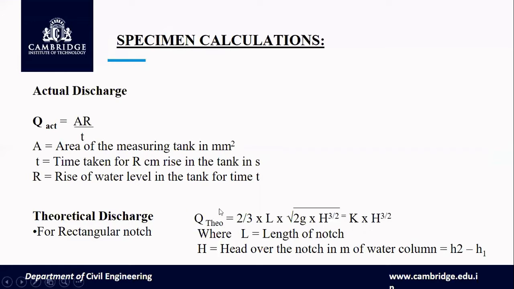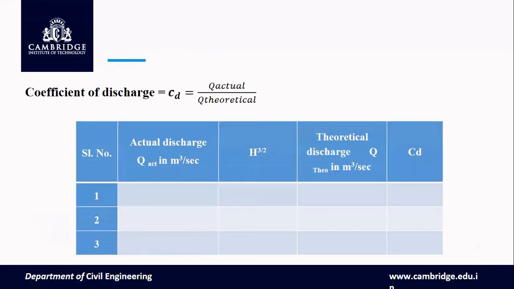For rectangular notch, the theoretical discharge expression will be Q equal to 2 by 3 into L into root 2g into h to the power of 3 by 2. That will be equal to K into h to the power of 3 by 2, where K is a constant, 2 by 3 into L into root 2g, your K value. Where L represents the length of the notch, measured at the crest. Then H represents the head over the notch in meters. That is H2 minus H1 gives H.